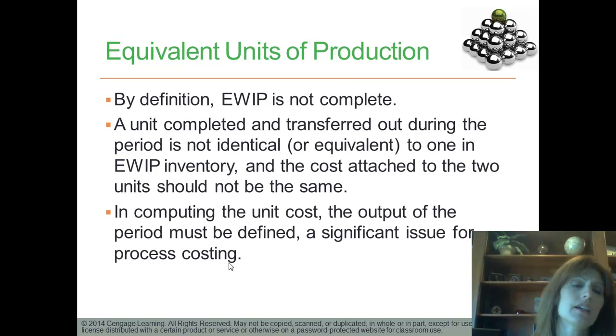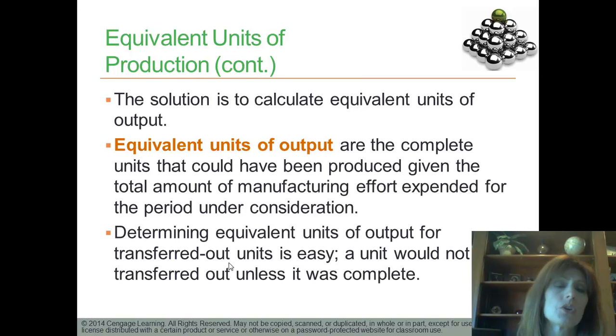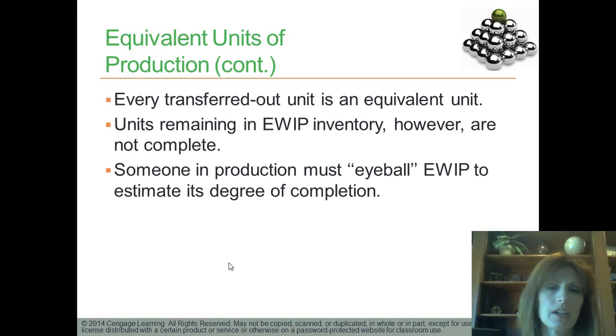By its definition, ending work in process is not complete. So a unit transferred out during the period is not identical to our ending work in process because it's not finished. So we have to have this way of defining how complete it is in order to assign costs appropriately. So the solution to our problem is something called the equivalent units of output. Equivalent units of output are an approximation for how many units are produced based on how complete the rest of the units are. Okay, so let's go a little further here.